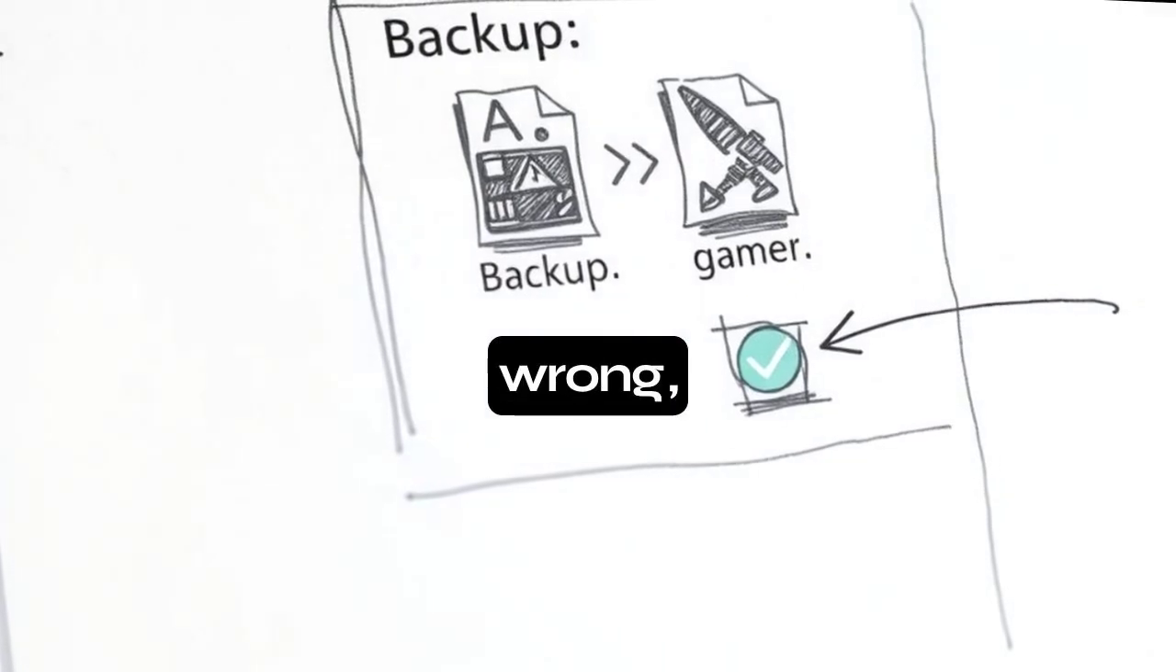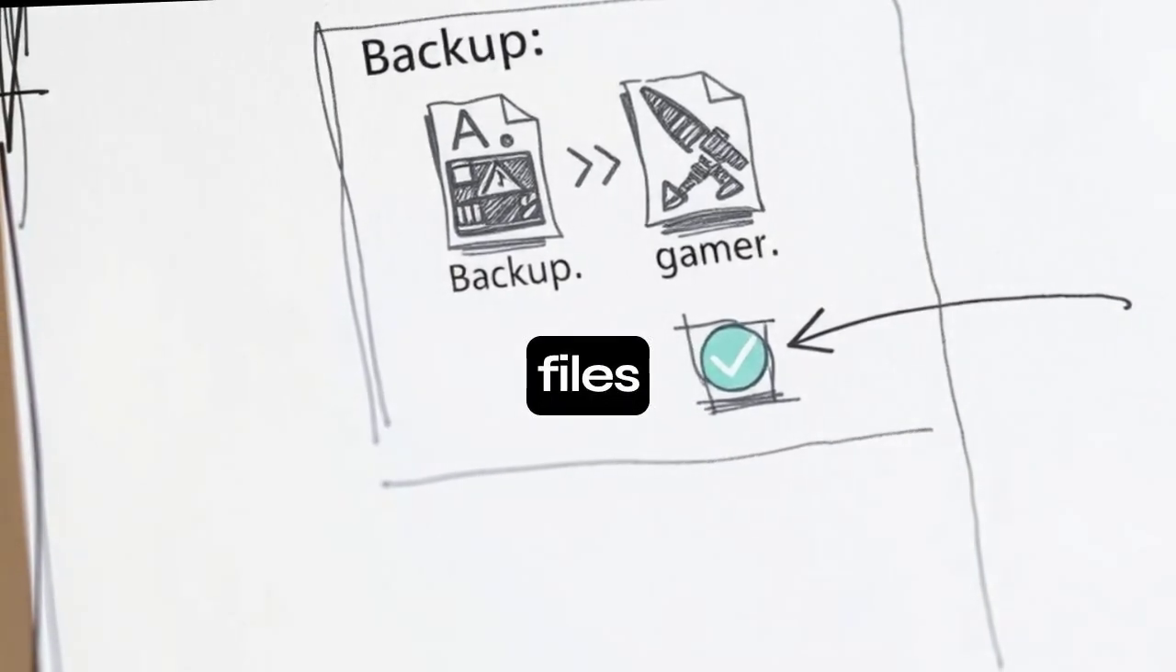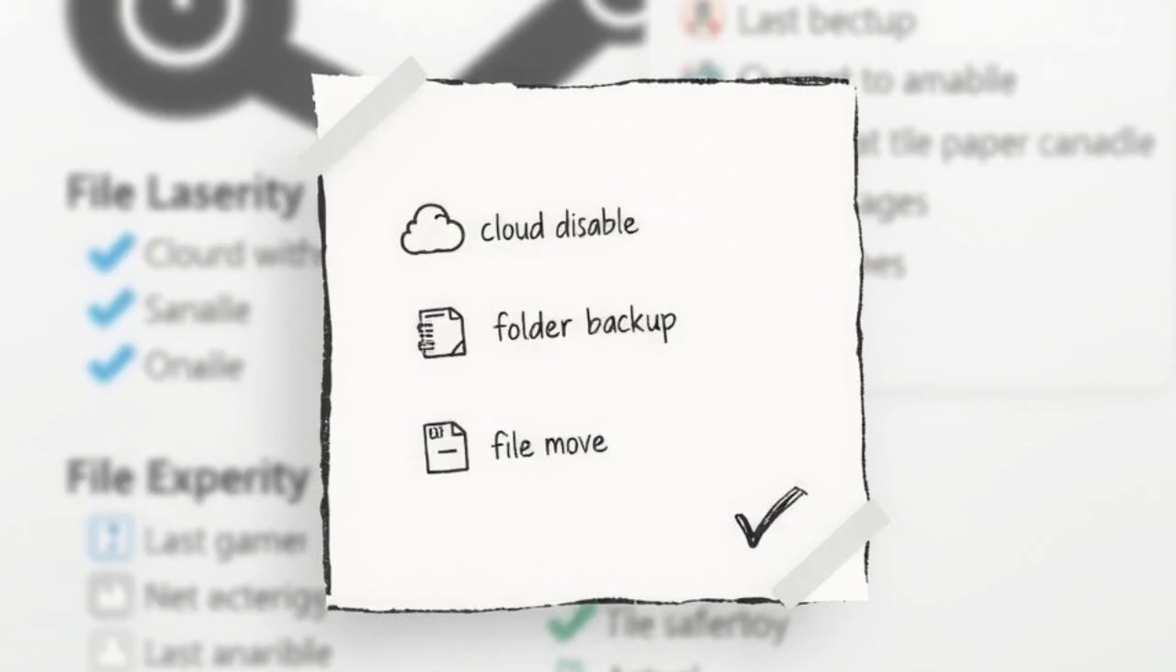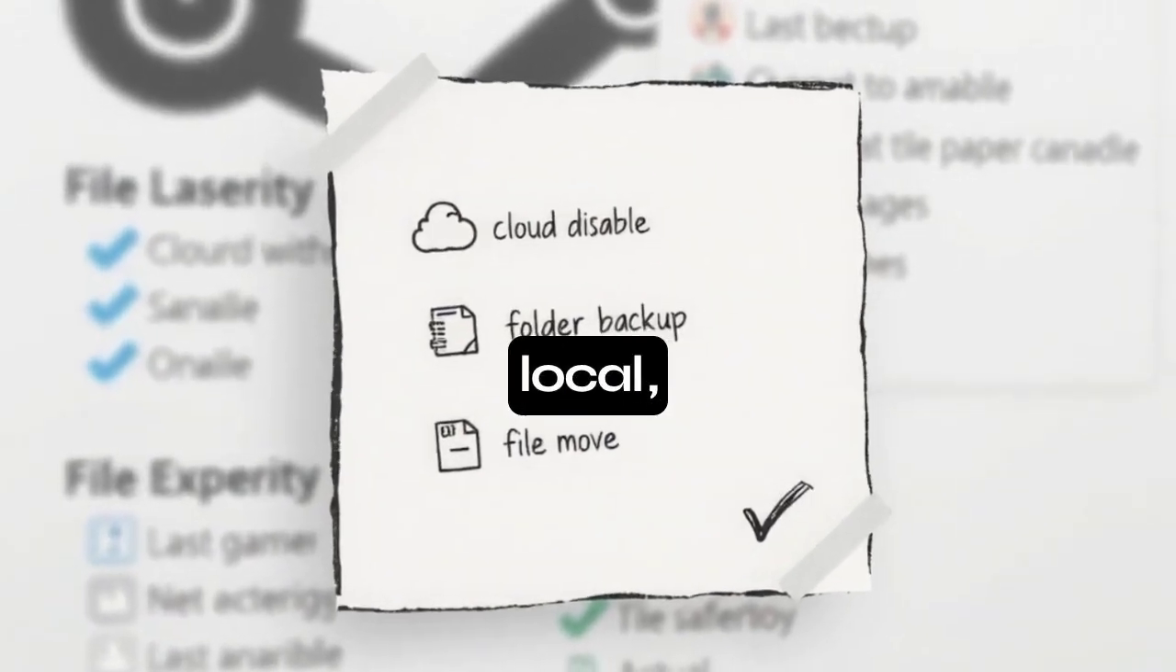If something goes wrong, restore the backup by copying the files back to their original location. Quick recap: disable cloud, backup saves, move files to local, then test the game.